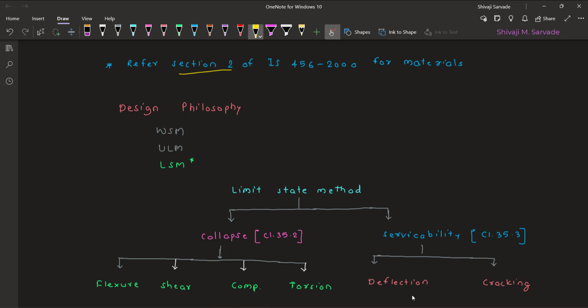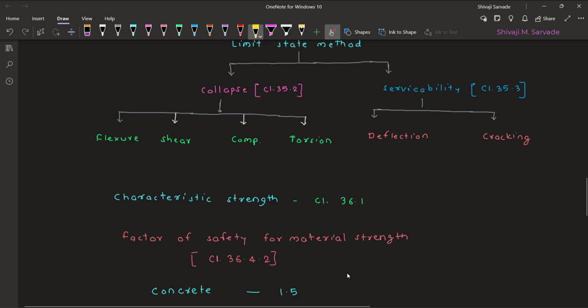Serviceability comes under deflection and cracking. Our structure should not have excessive deflections, nor should it show excessive cracking. Subsequently, when we go for design, we'll go through all the limit states and see the applicable clauses. Now there are very important recommendations given by the code regarding strength. If we want to see the characteristic strength of a material, for example concrete or even steel, we have to refer to clause 36.1, and that will give us the characteristic strength of the material.